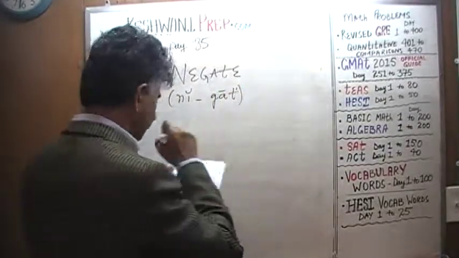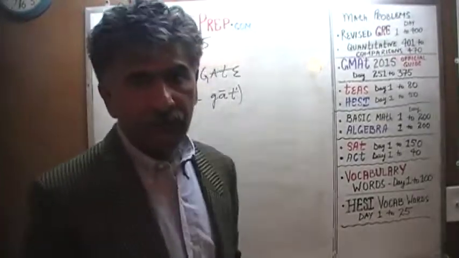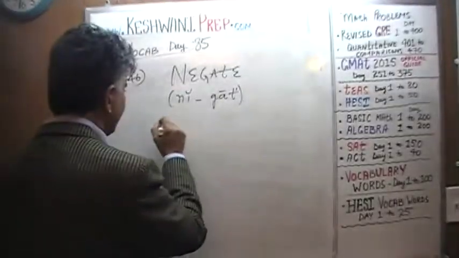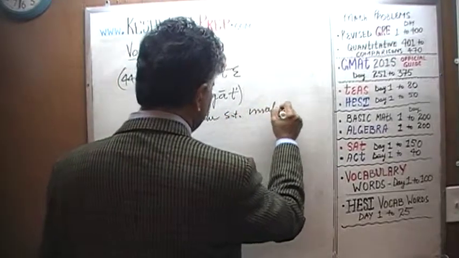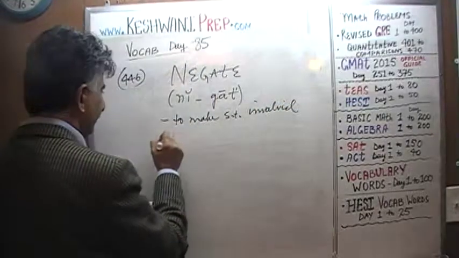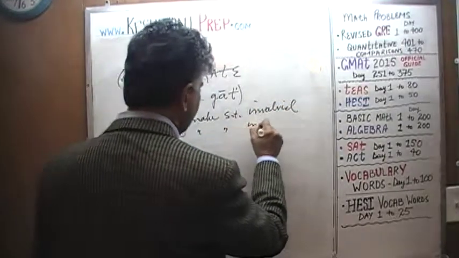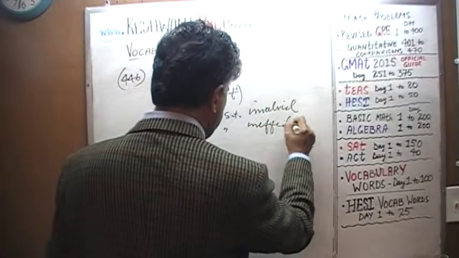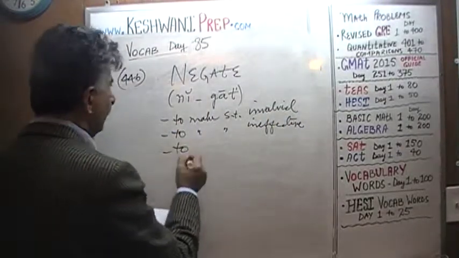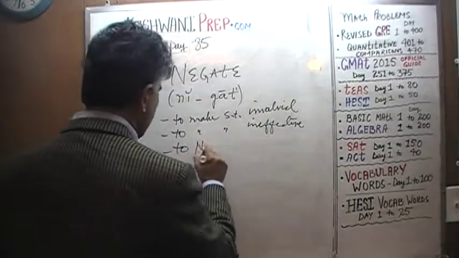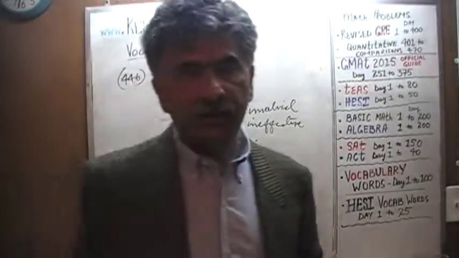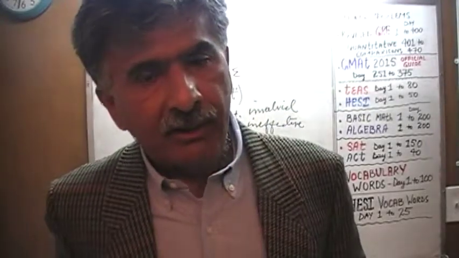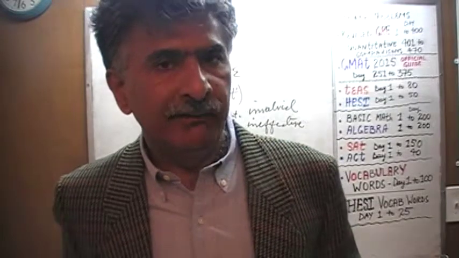Negate. What does it mean to negate something? If you negate something, it means to make something invalid, to make something ineffective. A synonym of negate would be to nullify. If you nullify a contract, that means the contract is no longer valid, no longer in force, no longer in effect. It has been nullified, it is negated.